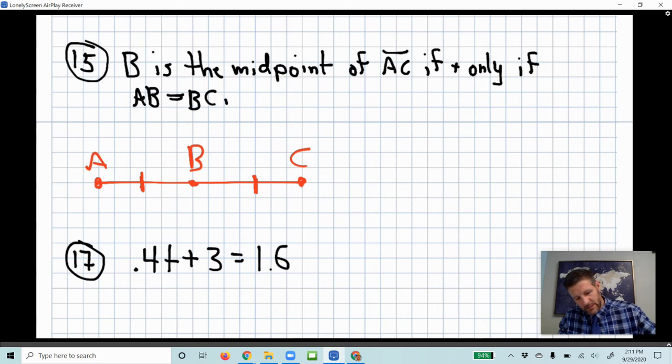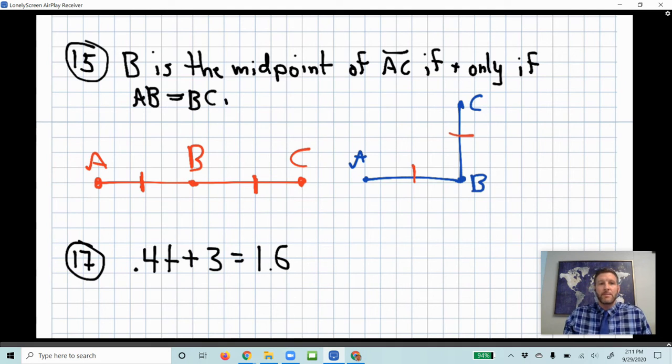And we could easily see something like this, where I have A, B, C, and I can do that. And in that case, AB and BC are still congruent, but you can see that B is not a midpoint because it lies upon two different lines. It's no longer the same line, AC.